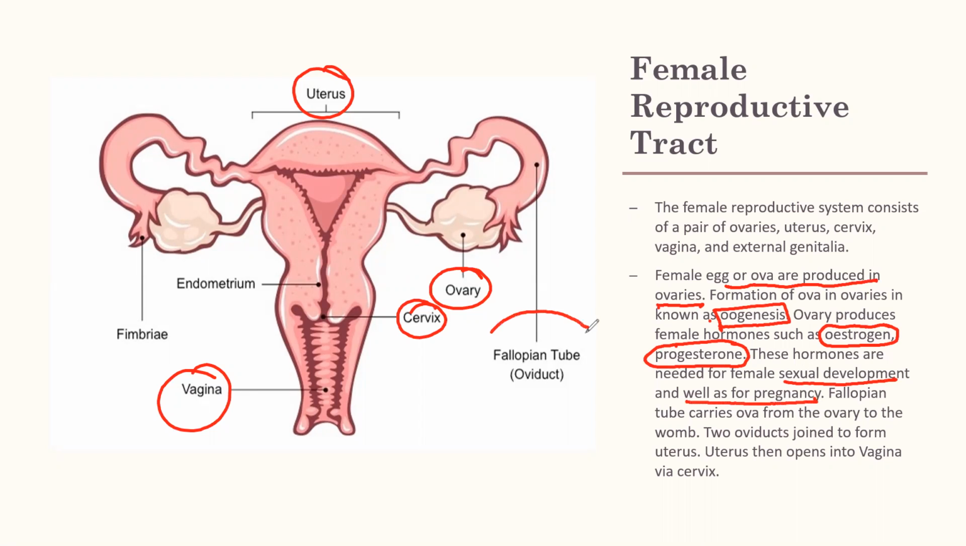The fallopian tube, also known as the oviduct, carries ova from the ovary to the womb, which is the uterus. Two oviducts join to form the uterus, and the uterus then opens into the vagina via the cervix. The opening of the uterus is the cervix, and the opening of the female reproductive tract is the vagina.